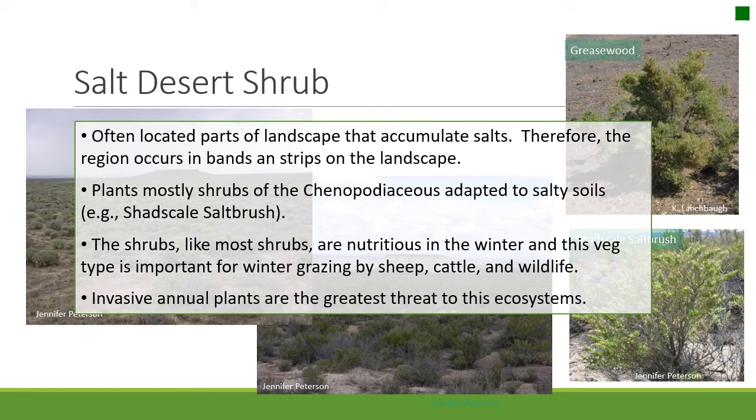And these shrubs, like most shrubs, are nutritious in the winter because they're alive. So they're really important for wildlife and livestock winter forage. So this region historically was used by sheep and cattle and also wildlife as winter forage.